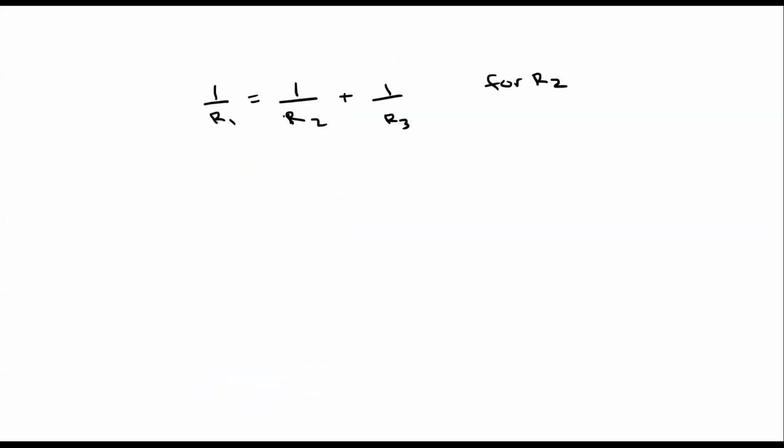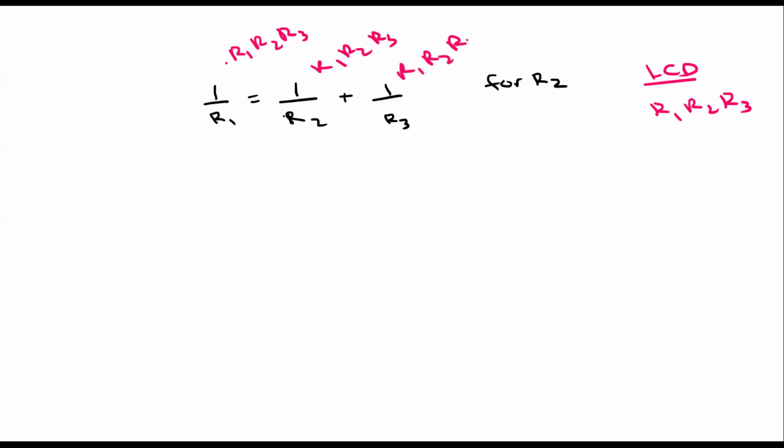Okay, so in this case here, our LCD is going to be those three variables. These are three separate variables, R1, R2, and R3. So our LCD is R1, R2, R3. Okay, so I'm going to multiply each term by R1, R2, R3.